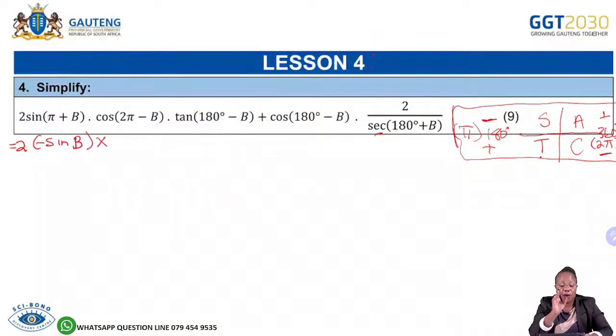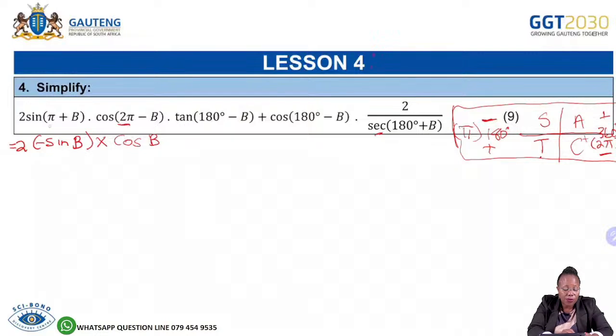Multiply, please avoid using a dot, because sometimes if your ratio brings a negative, you end up subtracting instead of multiplying. Change the dot to a multiplication sign to remind you, okay? And then we have 2π radians minus B, that is quadrant 4. Cos is positive in that quadrant. That means it will remain cos B.